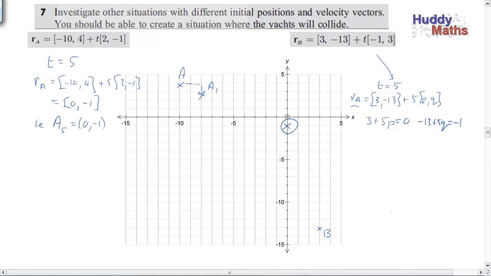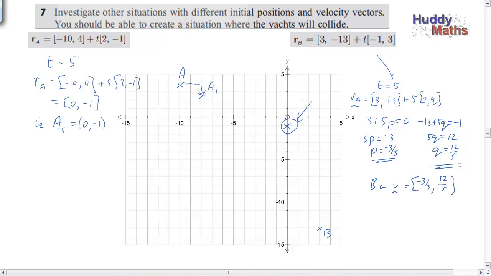We want them both to be there at 5 seconds, 5 time units, whatever. So here 5p equals neg 3, p is neg 3/5, and over here adding 13 to both sides, 5q equals 12, q is 12 over 5. Okay, so what does that mean? If we give yacht B a velocity vector equal to (neg 3/5, 12/5), in 5 time units it will be at this same point.